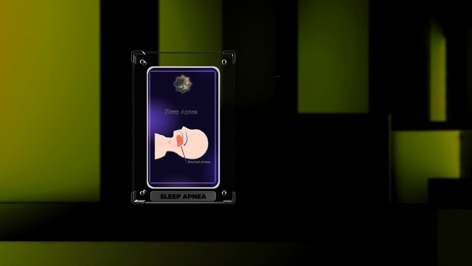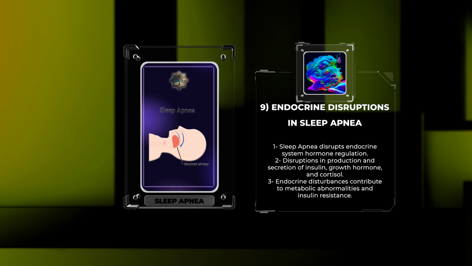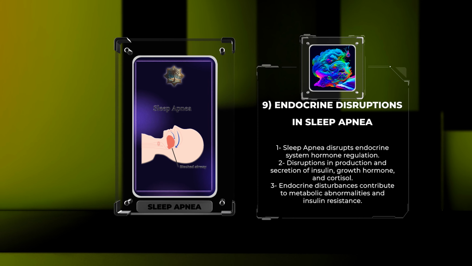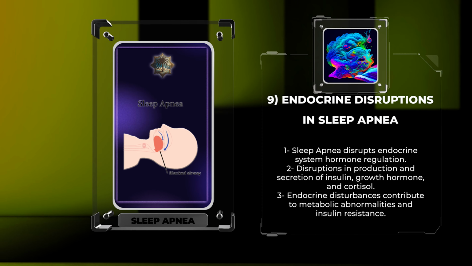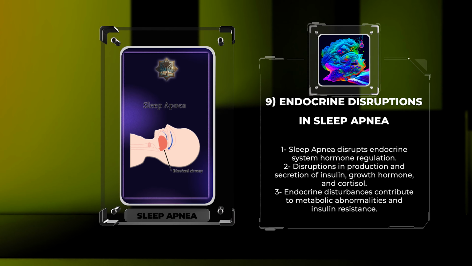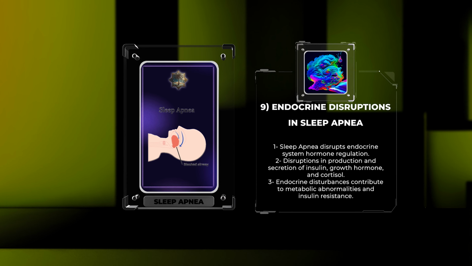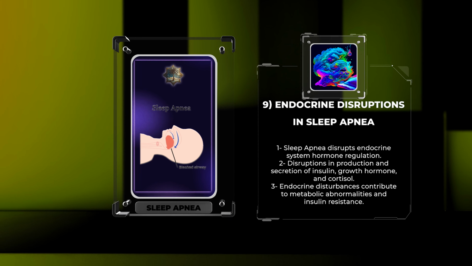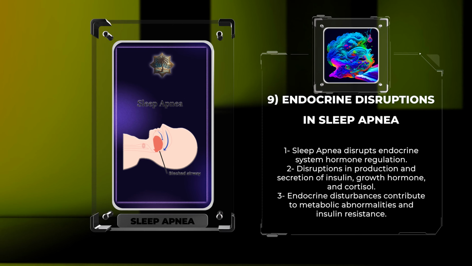Sleep apnea has profound effects on the endocrine system, leading to imbalances in hormone regulation. Disruptions in the production and secretion of hormones such as insulin, growth hormone, and cortisol can occur in individuals with sleep apnea. These systemic endocrine disturbances contribute to metabolic abnormalities, insulin resistance, and dysregulation of energy homeostasis. Recognizing these endocrine disruptions is essential for comprehensive management to improve metabolic and hormonal health.